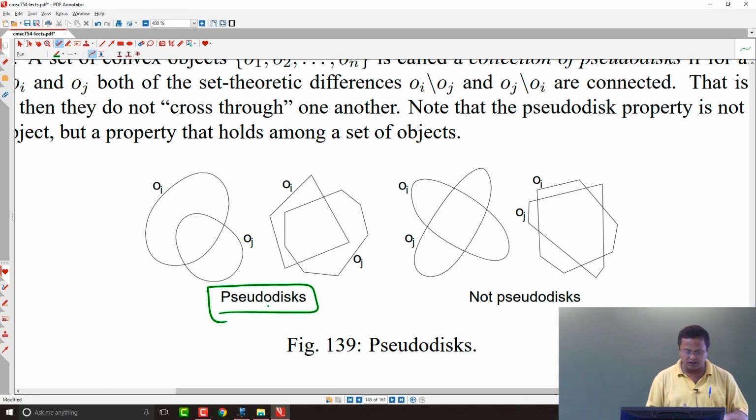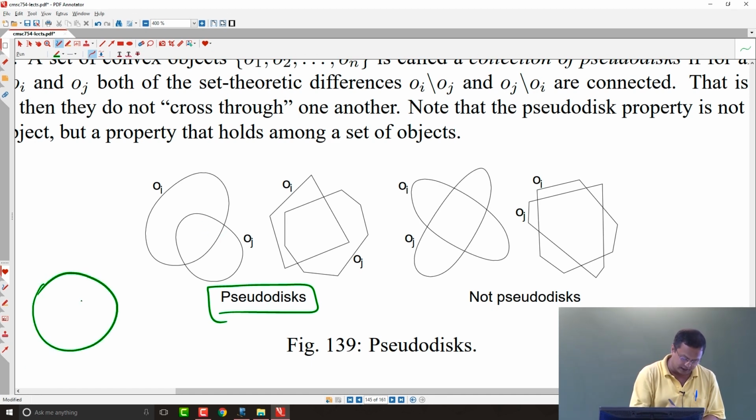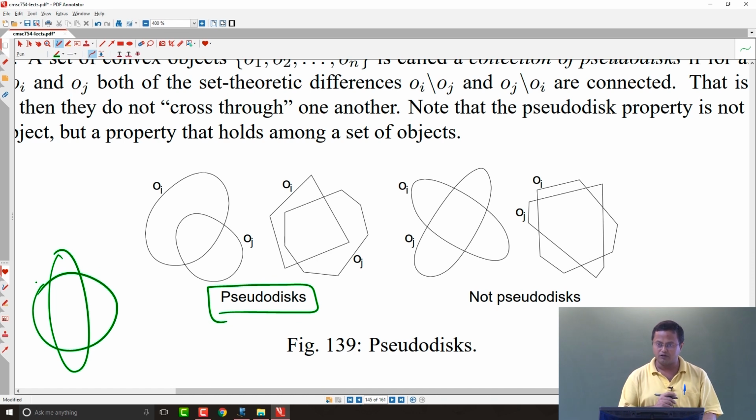Pseudo disks are structures like this, so that circles can never intersect like this, no. An ellipse can, but a circle cannot. So, it cannot break through from one side and get out to the other side, right.